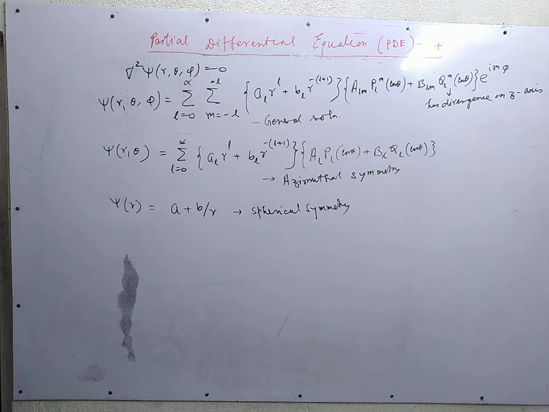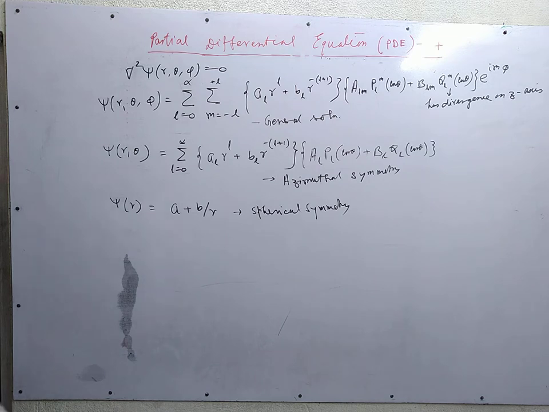Here we have obtained the most general solution, and then on freezing one degree of freedom, that is phi, we have obtained the solution having azimuthal symmetry, and then if one removes the theta dependence also, we get the spherically symmetric solution.